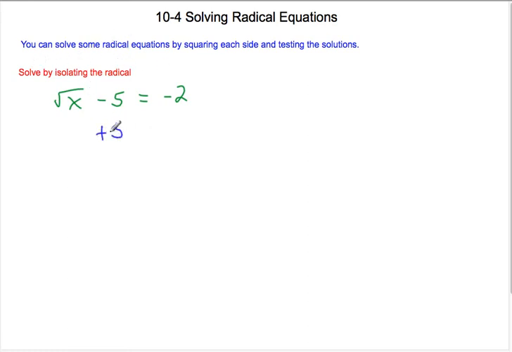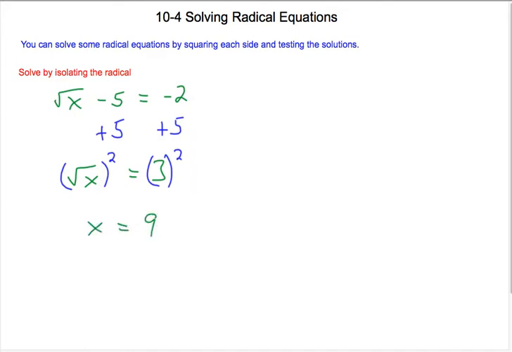So I can add 5 to both sides here, leaving me with the square root of x equals 3. Now this is the positive square root of x. If we wanted both positive and negative, you would have this plus minus symbol out here, which we don't have. So to figure out what x is, we can square it. So squaring both sides is going to give us x equals 9.